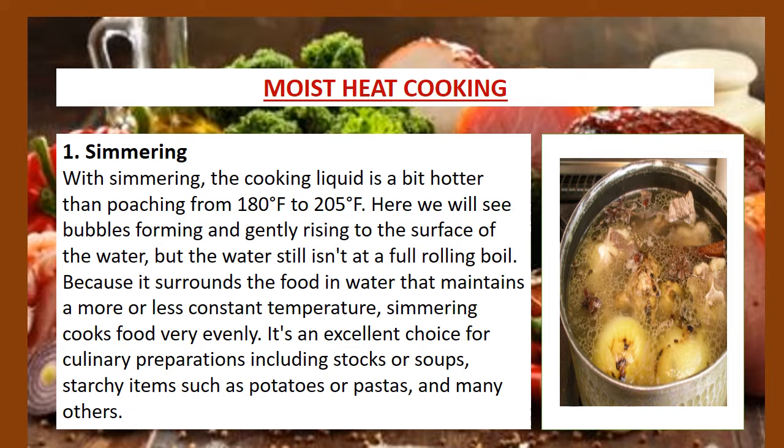Moist heat cooking includes, number 1, simmering. With simmering, the cooking liquid is a bit hotter than poaching, from 180 Fahrenheit to 205 Fahrenheit. Here, we will see bubbles forming and gently rising to the surface of the water. But the water still isn't a full rolling boil, because it surrounds the food in water and maintains a more or less constant temperature. Simmering cooks food very evenly.